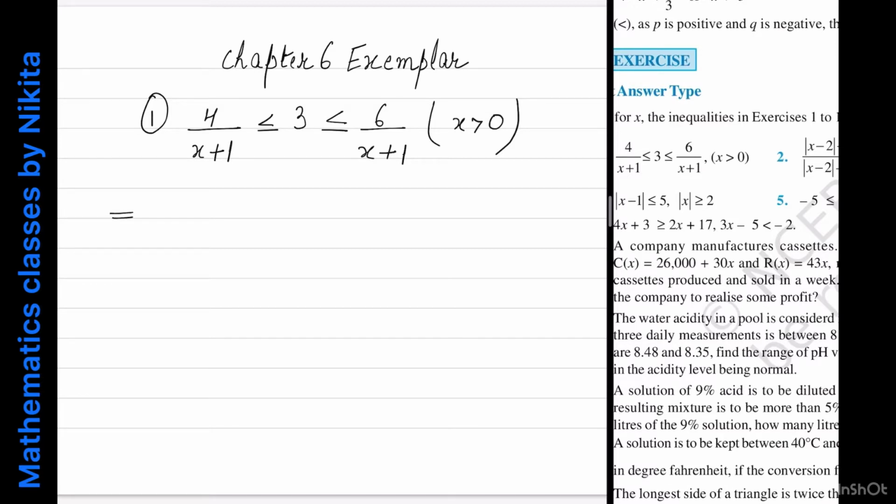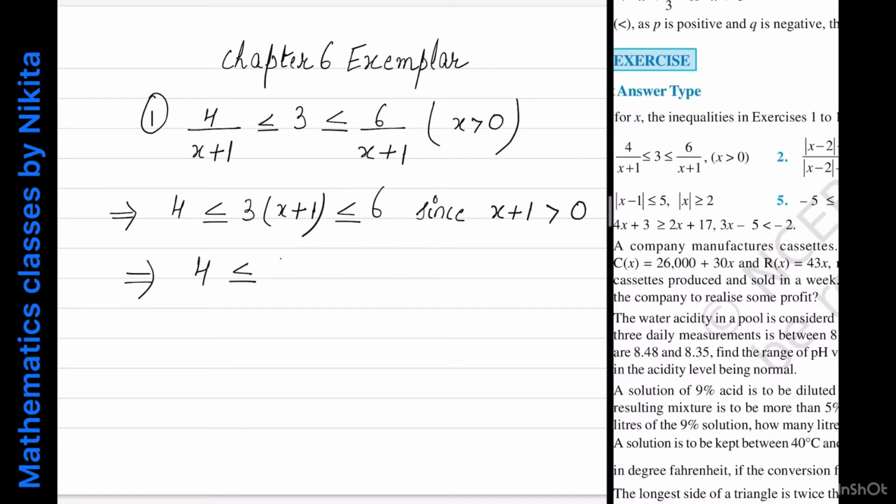Now what I will do is multiply both the sides by x plus 1, and I can do that because my x is positive. If x is positive, then obviously x is greater than minus 1, which means x plus 1 is also positive. So I will write that 4 is less than or equal to 3 times x plus 1, which is less than or equal to 6, since x plus 1 is greater than 0. And this implies that 4 is less than or equal to 3x plus 3, which is less than or equal to 6.